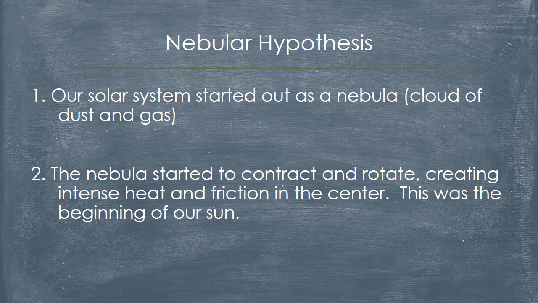The Nebular Hypothesis builds off of the word nebula, and a nebula is a cloud of dust and gas. This hypothesis states that our solar system started as a nebula, a big cloud of dust and gas. That nebula started to contract and spin, and that motion created really intense heat and friction in the center. That was actually considered the beginning of our sun.